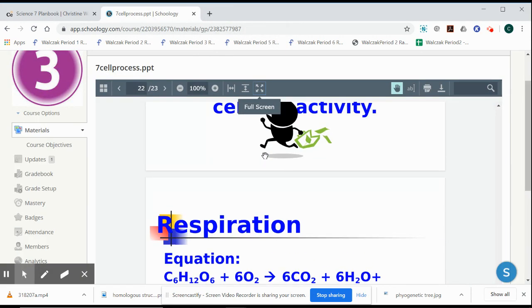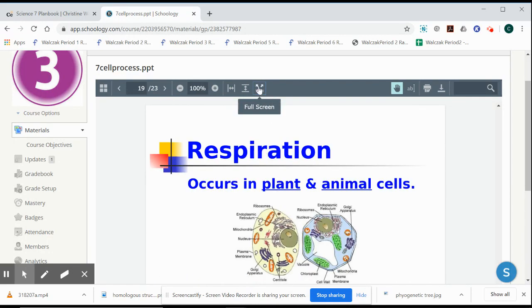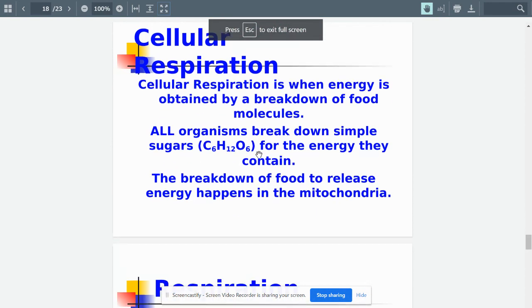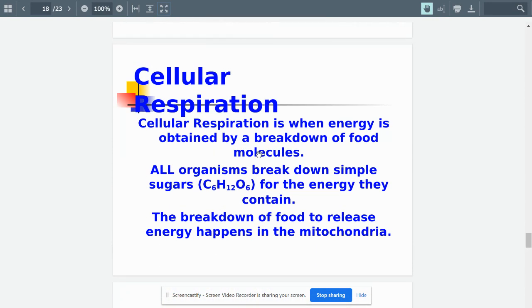The other thing I wanted to talk to you about was respiration today. So let's get to that quickly. We talked about photosynthesis yesterday. Respiration is just the opposite reaction to photosynthesis. The one thing we have to clear up right away, though, is this idea that the respiration we're talking about today is breathing.